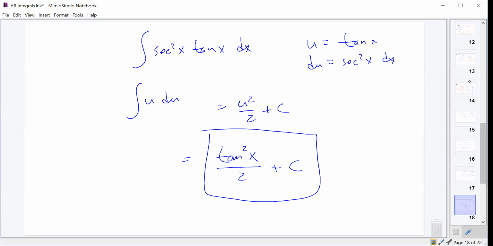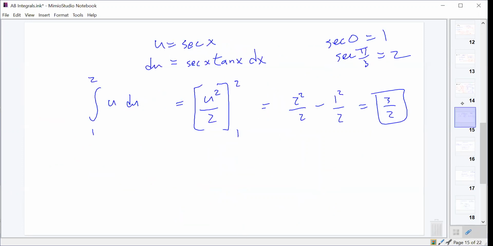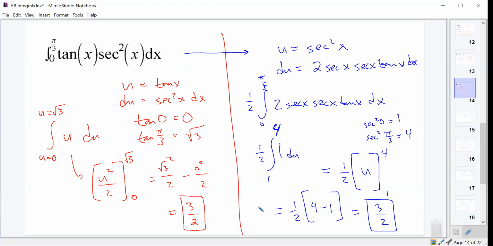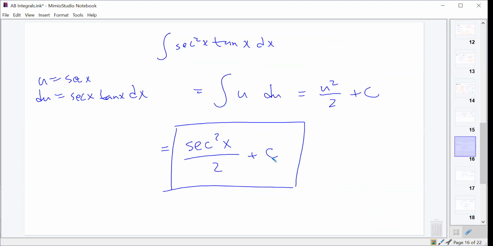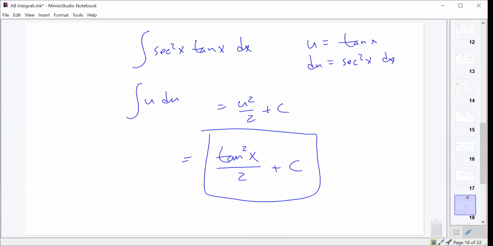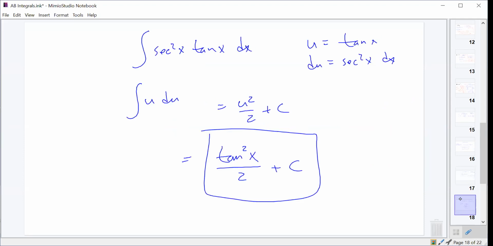Because clearly doing it this way with tangent and this way with secant squared and this way with secant were all okay. They all gave us 3/2, right? They all came out to be the same. But when I do the indefinite integral, they don't all come out to be the same. Two do, and the third one doesn't. So what's the difference between 1/2 secant squared x plus a constant and 1/2 tangent squared x plus a constant?